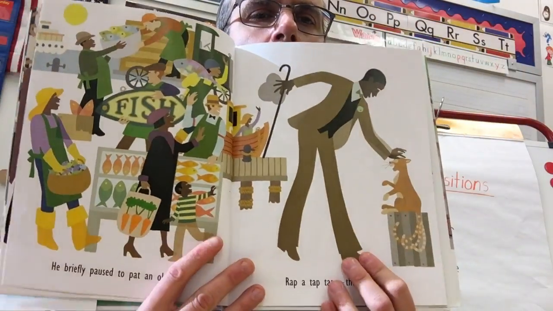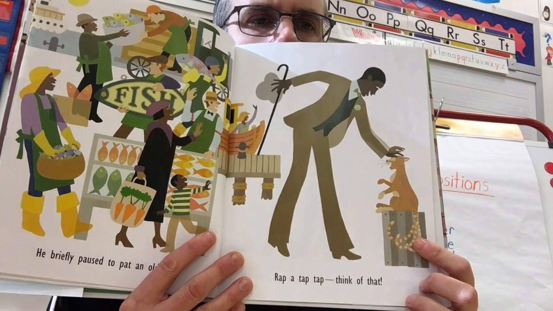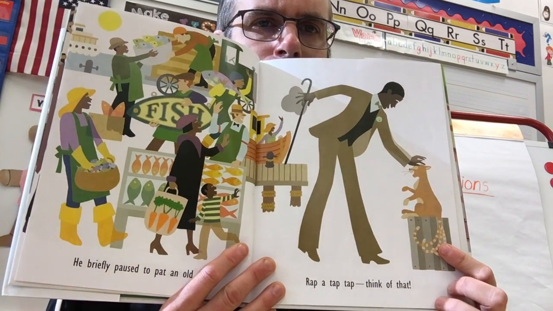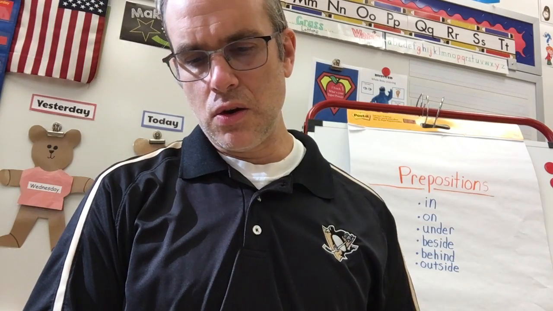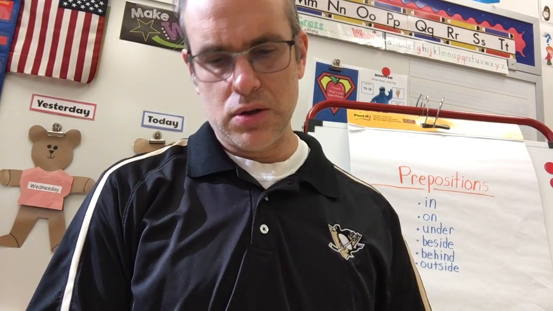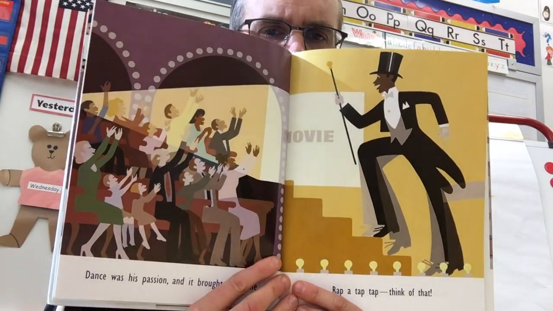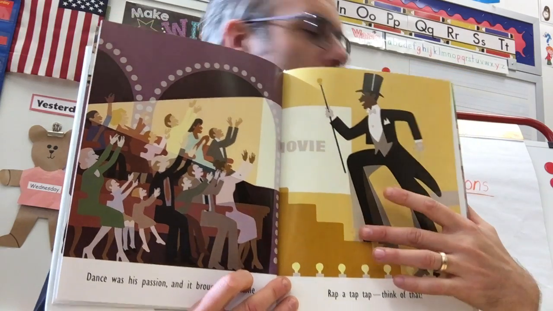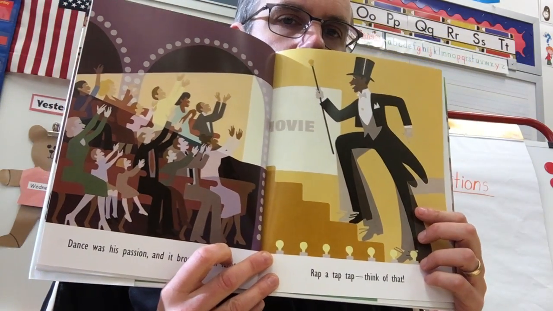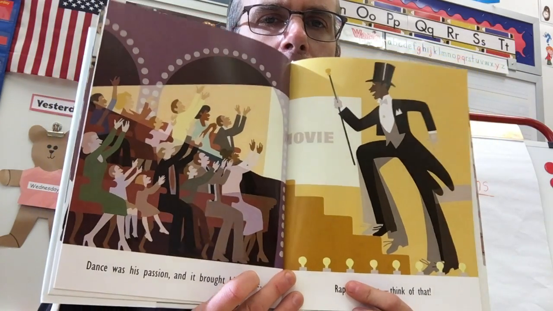This is everybody's favorite picture when I read this. He paused to pat an old cat. Look where the cat is. He's on top of a box or a crate, right? And I know his location changes. This is the picture I really want to look at. He's no longer outside. He's inside, and he's going up the steps, right? Up the steps. The steps are under his feet.